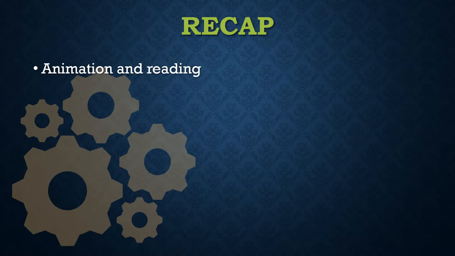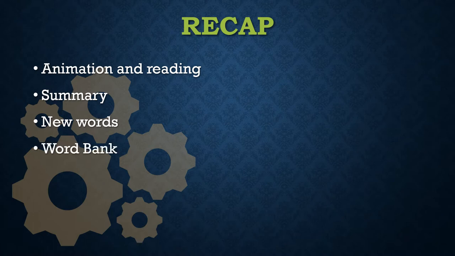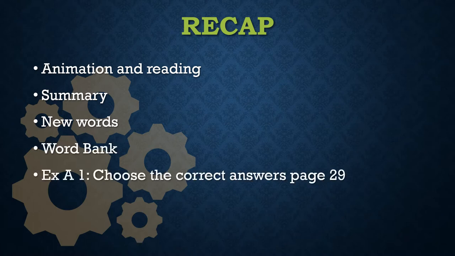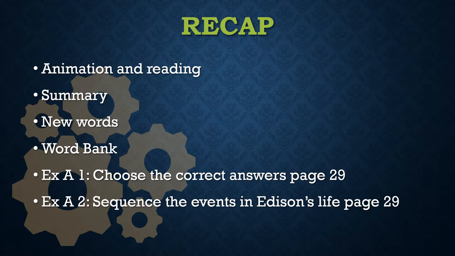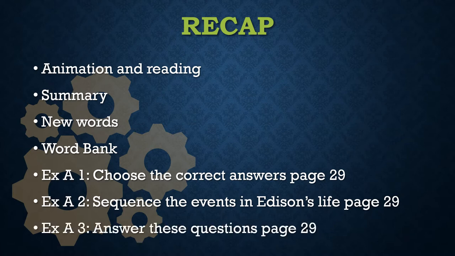We are going to see the animation and reading of the lesson number 5, that is Adventures of Little Al. Then we will see a short summary of the story. Then we will see the new words, then the word bank, then we will recap exercise A1, that was choose the correct answers on page 29. Then we will see exercise A2, that is sequence the events in Edison's life, which is also on page 29. And we are going to answer these questions, which is on page 29.